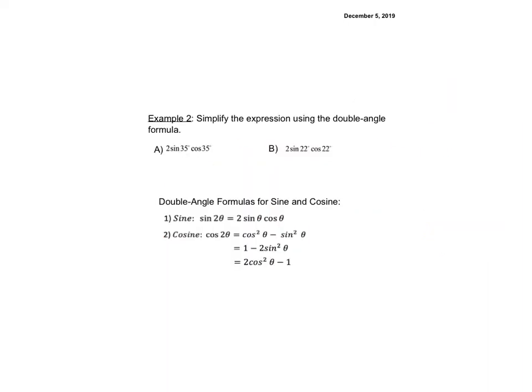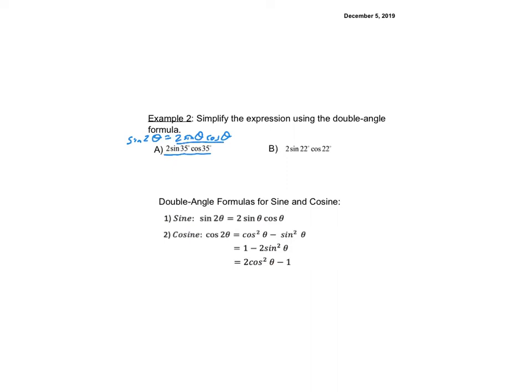All right, so we're supposed to simplify the expression using the double angle formula. Which double angle formula does this look like? Which one says 2 sine 35 cosine of 35? Hopefully you're thinking, oh, the double angle formula for sine looks like that, because it's the second part of it. It's 2 sine theta cosine theta. So it's looking like that part right there.